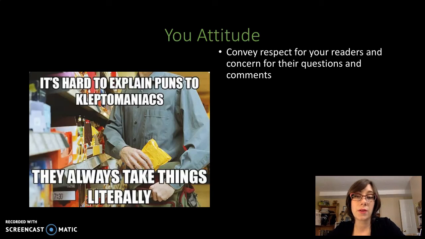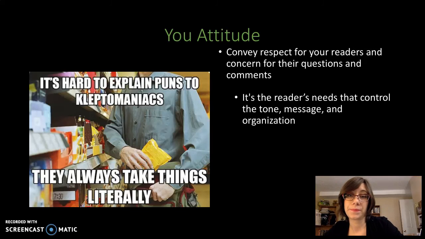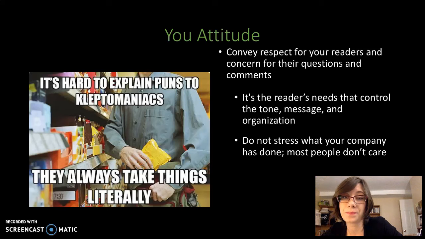Make sure that you convey respect for your readers and their concerns and their questions and their comments. And so you want to anticipate any questions that your reader might have after reading your letter and answer them in the letter. Remember, it's the reader's needs that control the tone and the message and the organization of letters, of emails, of memos, of whatever you're writing in business. Make sure that you think especially of the audience, because they determine all these things.